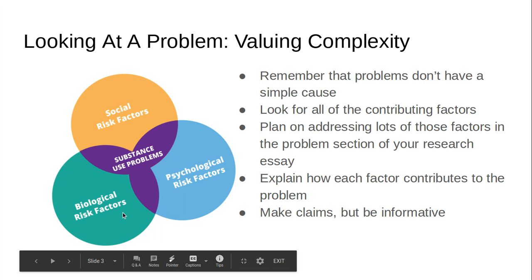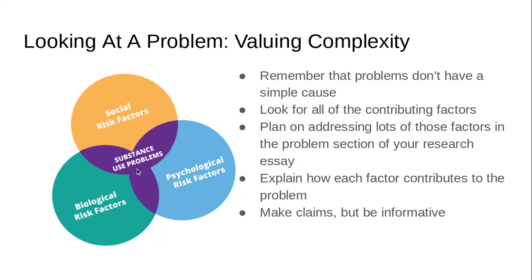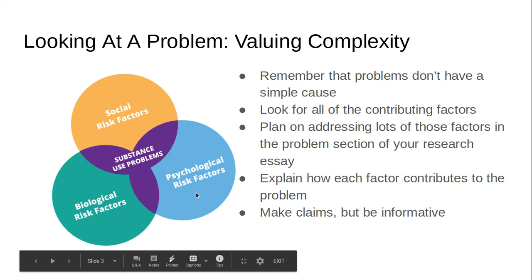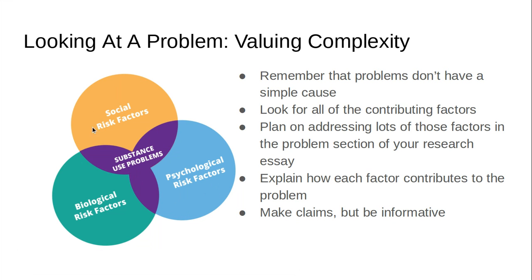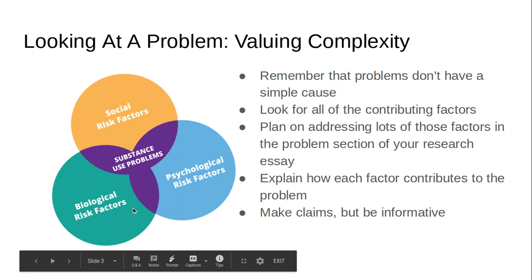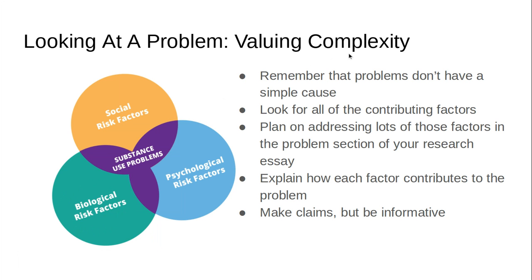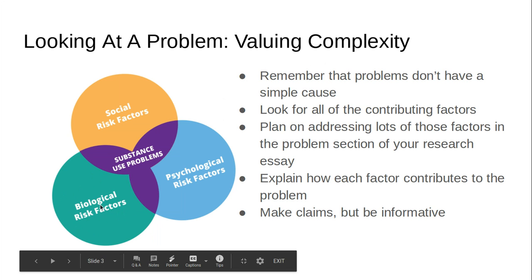You might have some biological risk factors that make you more prone to having a substance use problem, for instance. There are also psychological risk factors that come into play and social risk factors. And when all of these things, or some of them, overlap, that's when research shows us that people are more prone to those types of problems. If we were to only look at biological risk factors, for instance, we wouldn't be looking at the whole picture. So when we're valuing complexity, instead of just looking at one thing, we want to look at all of those things that cause whatever problem we're looking at.